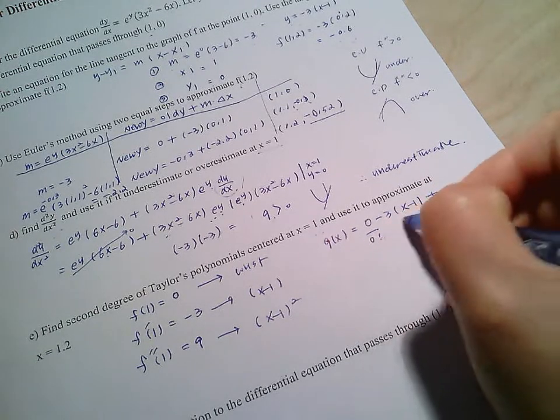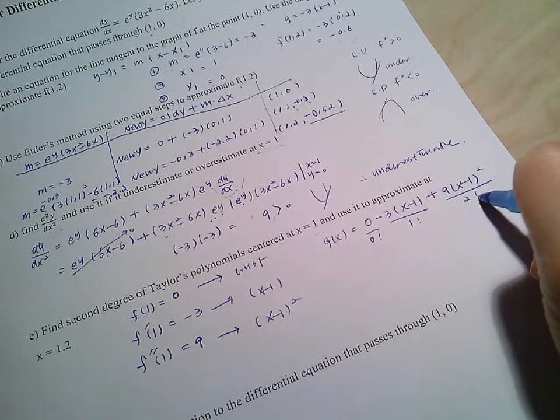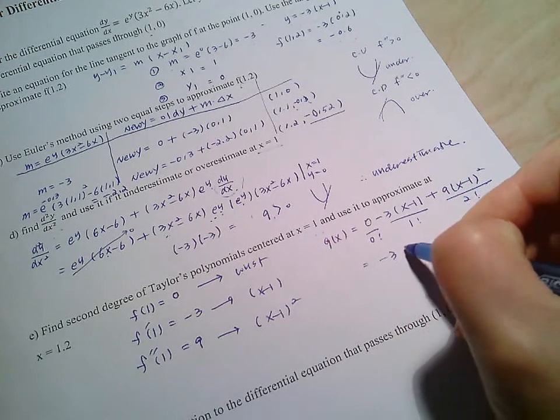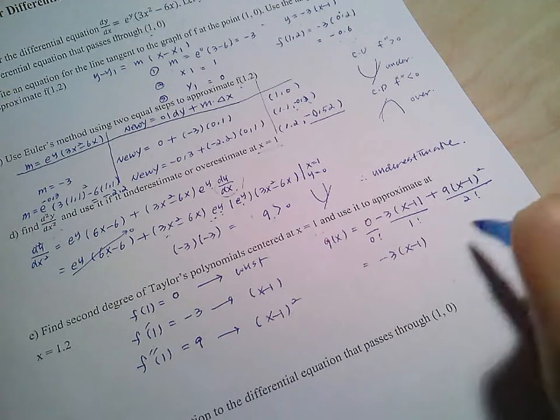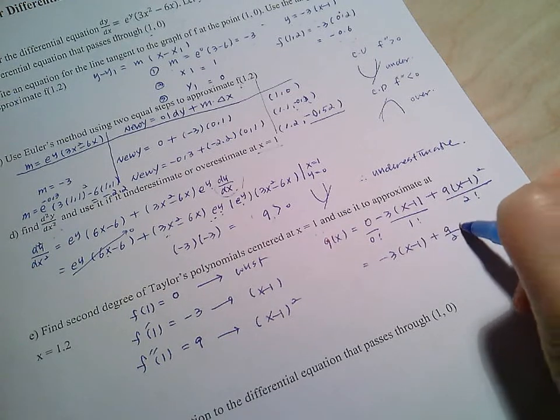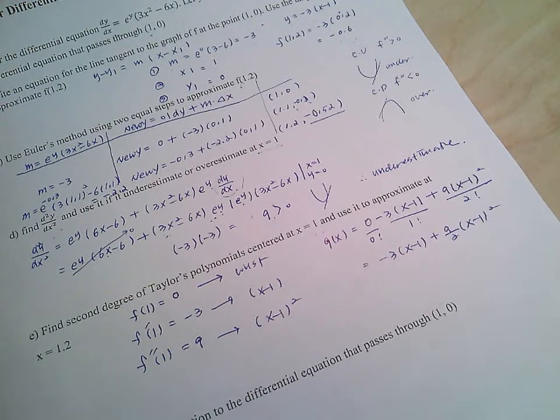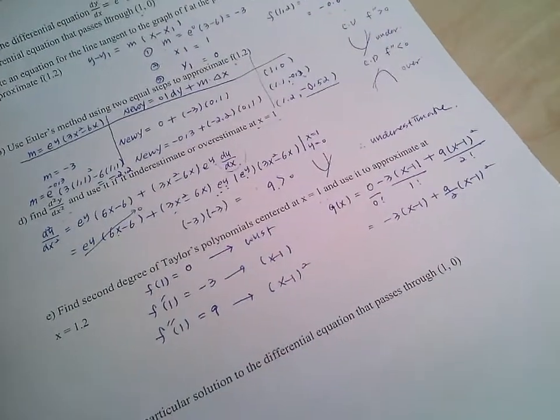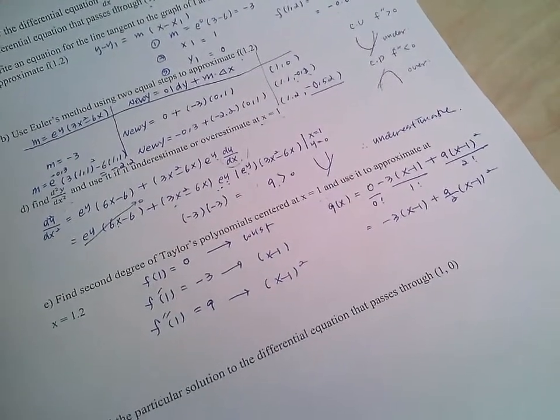But we are not done yet. You're going to divide it by the factorial. So which is negative 3 times x minus 1 and plus 9 over 2 times x minus 1 to the second power. So this is the Taylor polynomial centered at x equals 1, but we are not done yet.